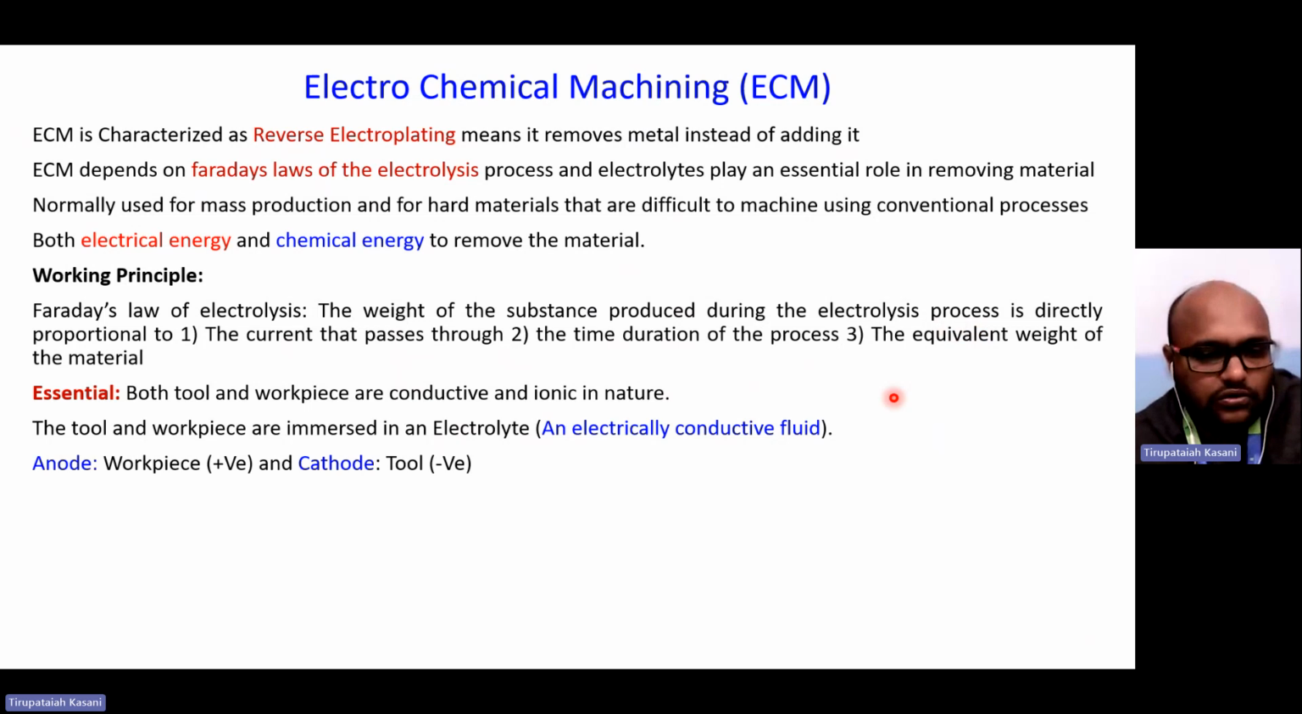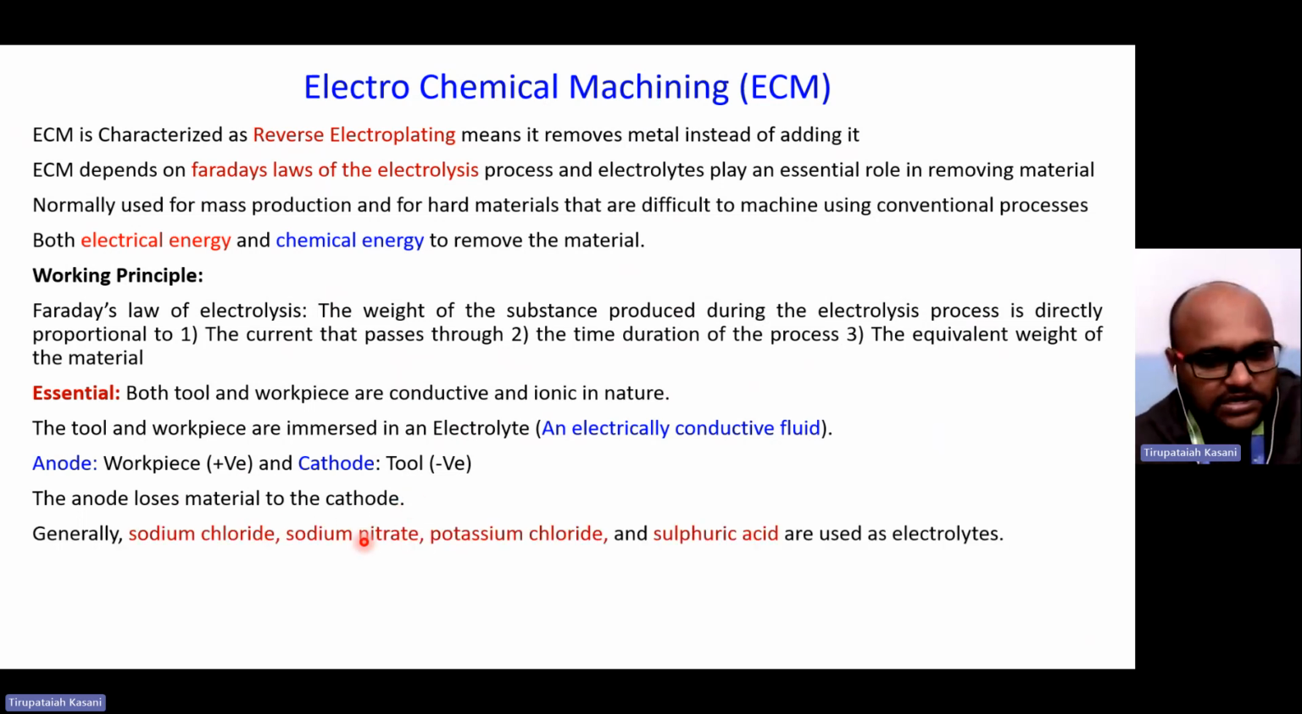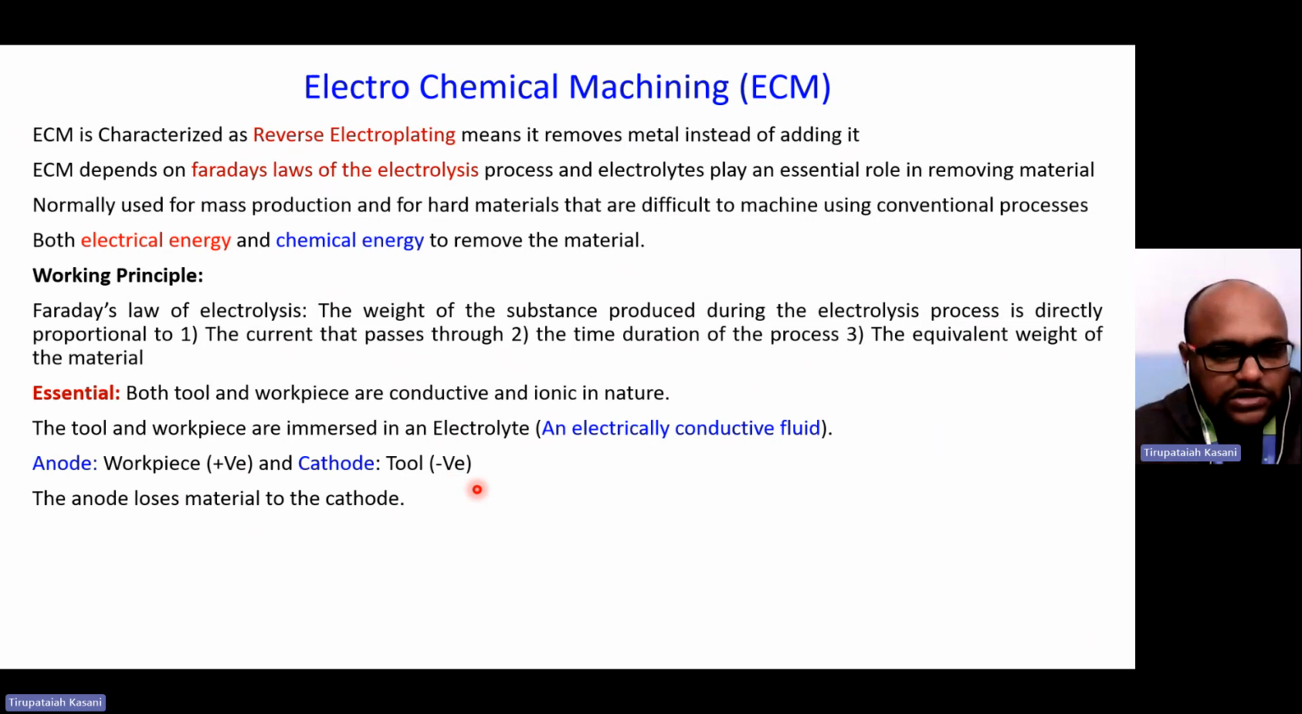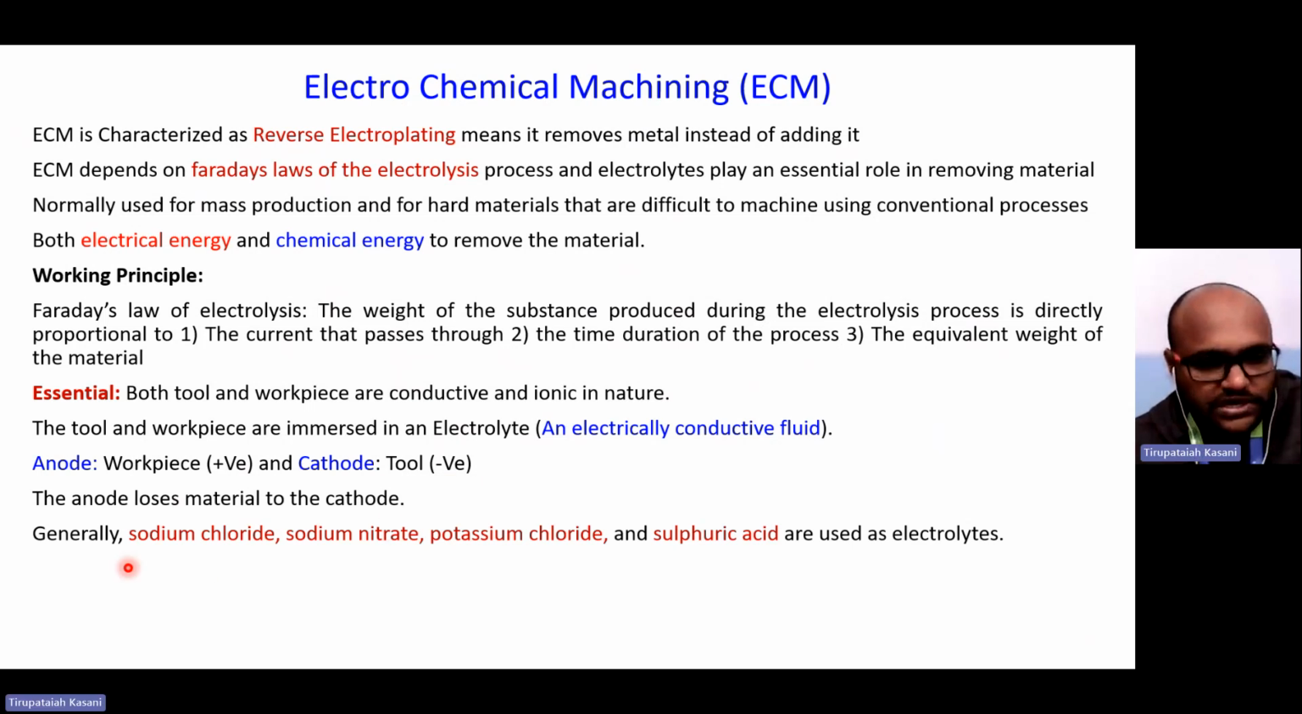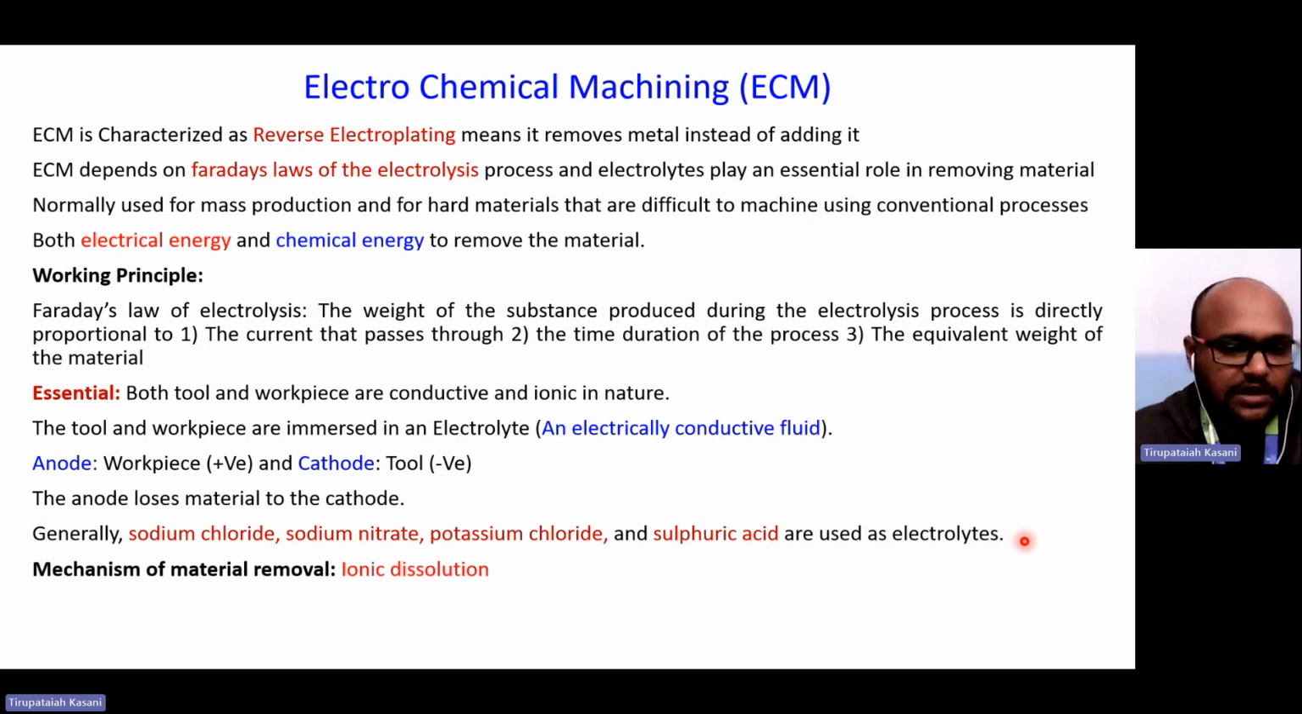See here, the anode and cathode, positive and negative. The anode loses material to the cathode, that is supposed to happen, but generally, due to the flow of the continuous electrolyte medium, that material will be taken away from the machining zone. Generally, sodium chloride (NaCl), sodium nitrate, potassium chloride (KCl), and sulfuric acid (H2SO4) are used as electrolytes, depending upon the type of material that you want to machine using this ECM process.